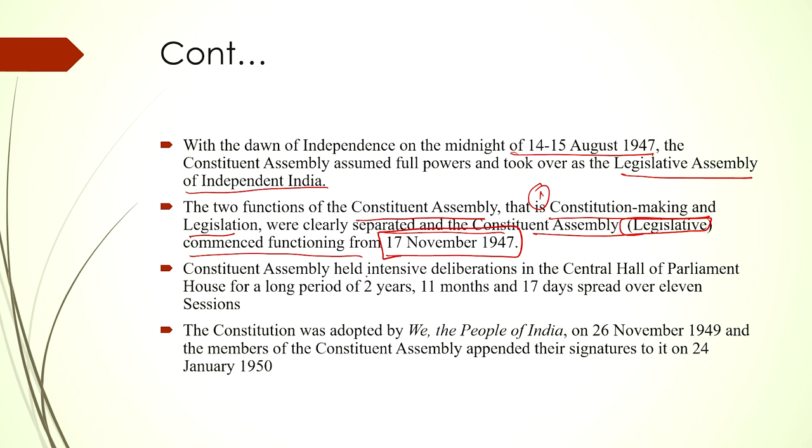The Constituent Assembly held intensive deliberations in the Central Hall of Parliament House for a long period of 2 years, 11 months and 17 days, spread over 11 sessions. The Constitution was adopted by we the people of India on 26th of November 1949, and the members of the Constituent Assembly appended their signature on it on 24th of January 1950.